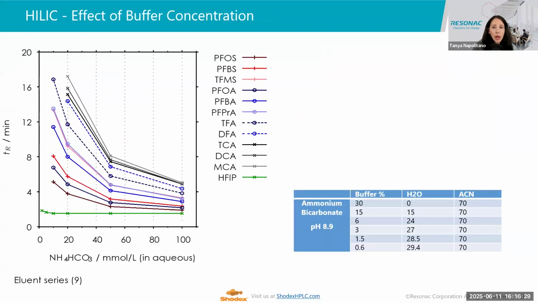So now let's take a look at how buffer concentration affects retention in HILIC. So in this example, we keep the acetonitrile content fixed at 70% and vary the concentration of ammonium bicarbonate in the aqueous phase. So on the graph, you can see that the retention time decreases as the buffer concentration increases. And why does that happen?